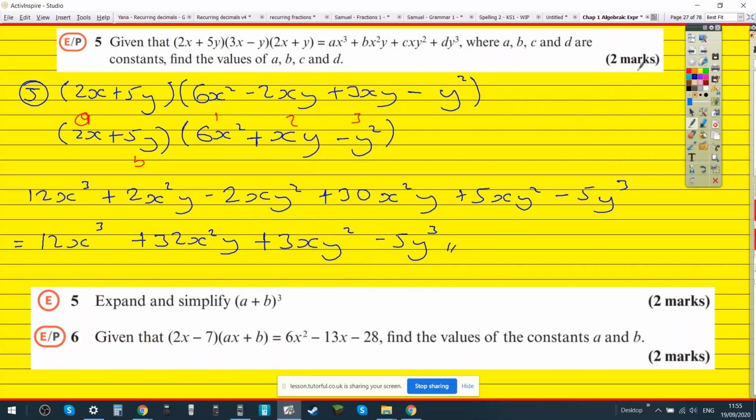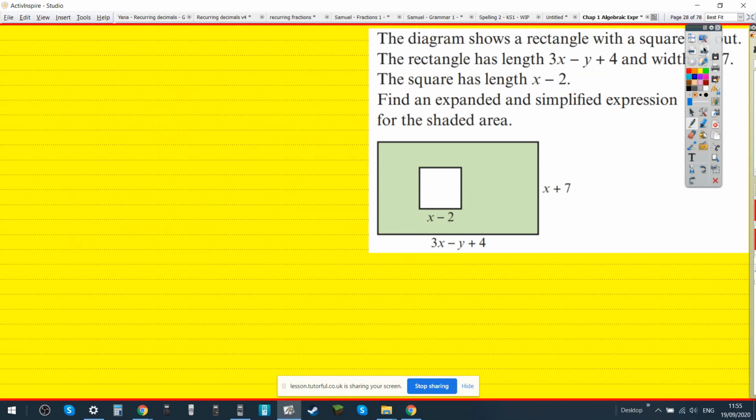Let me see. So this one down here, question 5, what would be step 1 for this one? How do you go about a cubic bracket? Would you times everything by 3? You would write the same bracket 3 times. Oh, right. Okay. Then you just do it as normal. Yeah, do the last two.